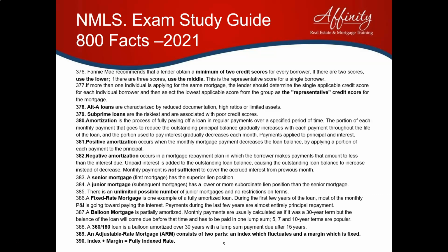Alt-A loans are characterized by reduced documentation, high ratios, or limited assets. Subprime loans are the riskiest and are associated with poor credit scores. Amortization is a process of fully paying off a loan in regular payments over a specified period of time. The portion of each monthly payment that goes to reduce the outstanding principal balance gradually increases with each payment throughout the life of the loan, and the portion used to pay interest gradually decreases each month.